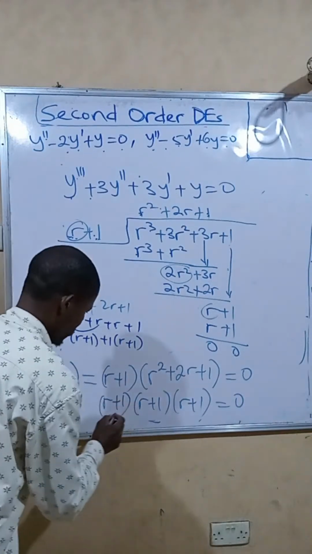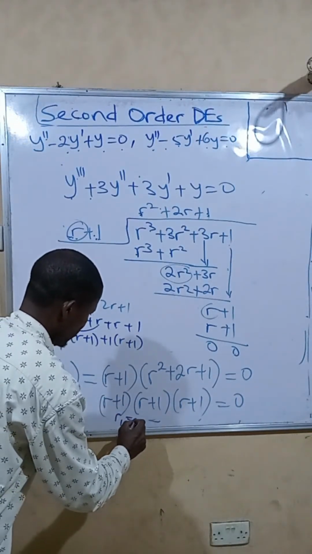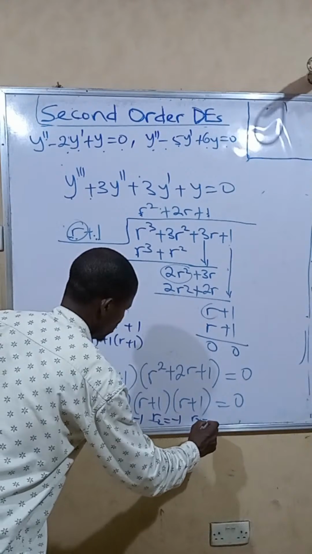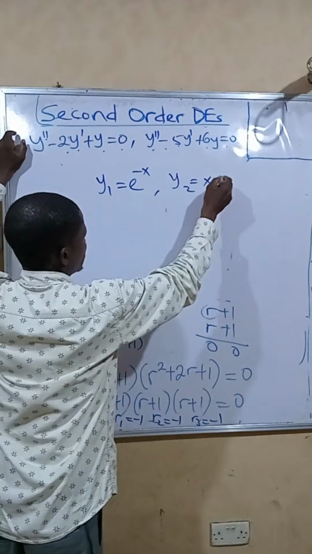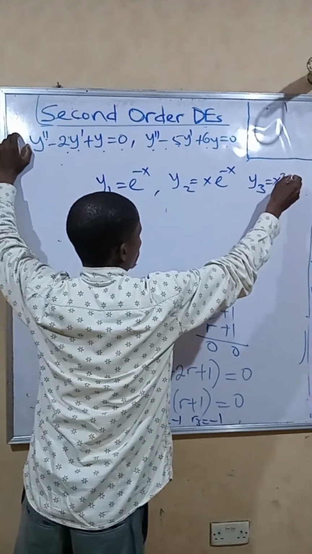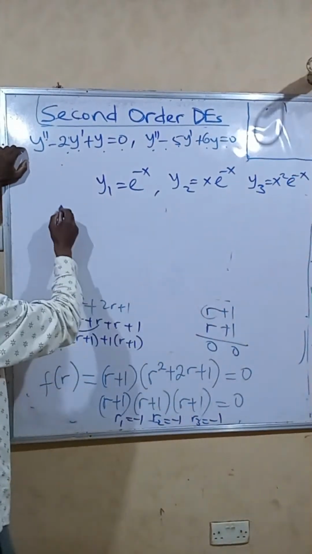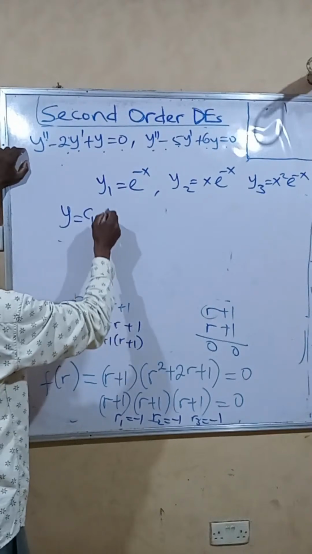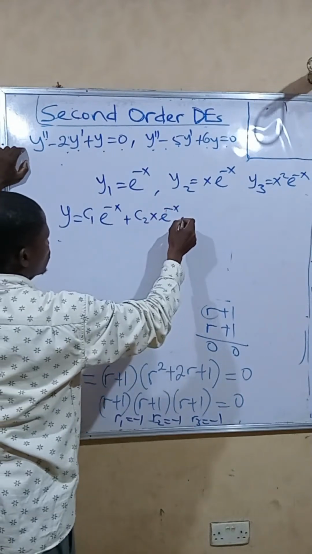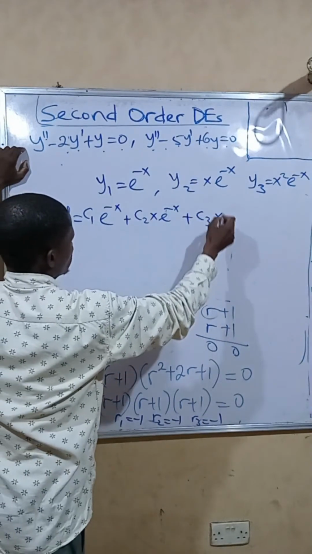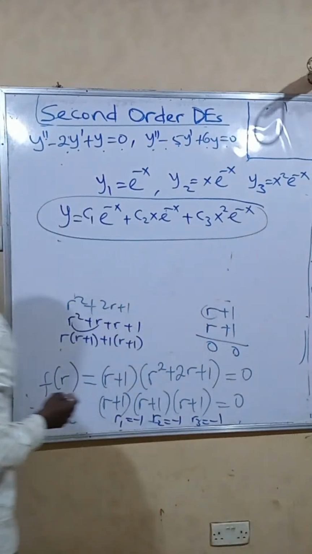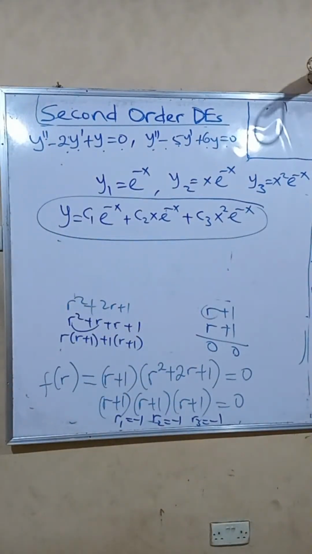So this means r1 is equal to minus 1, r2 is equal to minus 1, r3 is equal to minus 1. So y2 is x times e to the power minus x, and then y3 will be x squared times e to the power minus x. So the general solution will be c1 times y1 plus c2 times y2, and then plus c3 times y3. So that's the general solution for that case.